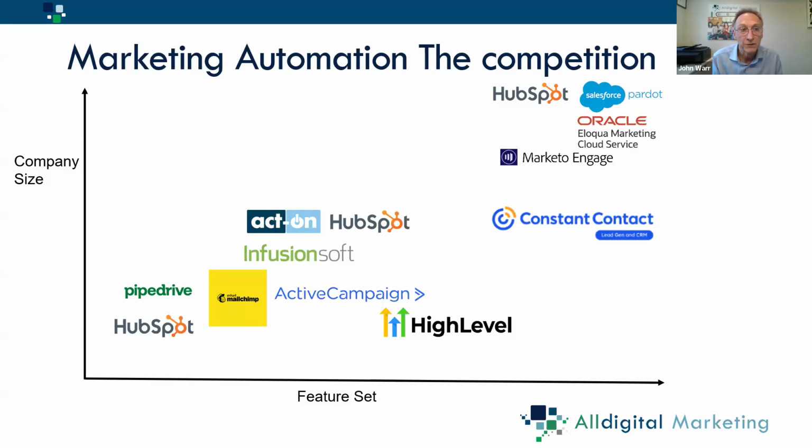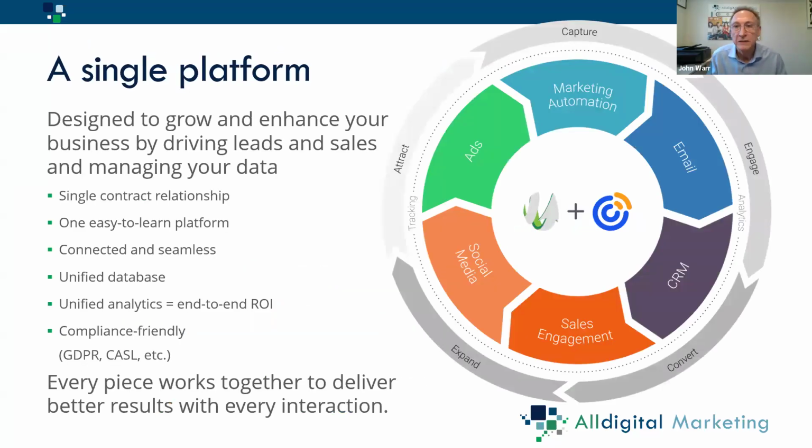Then the product that we use for small to mid-sized companies is Constant Contact, and the other one that we use is High Level. Just to give you some idea of what we use in this particular list. So let me go on and explain to you a little bit more about a single platform.